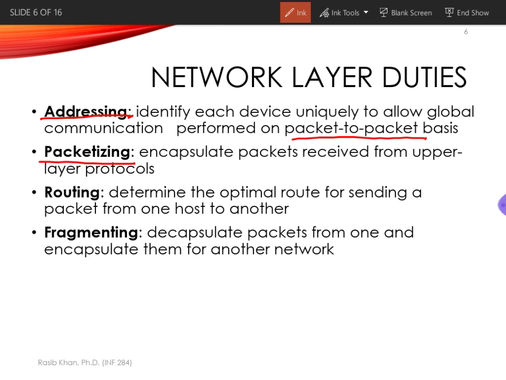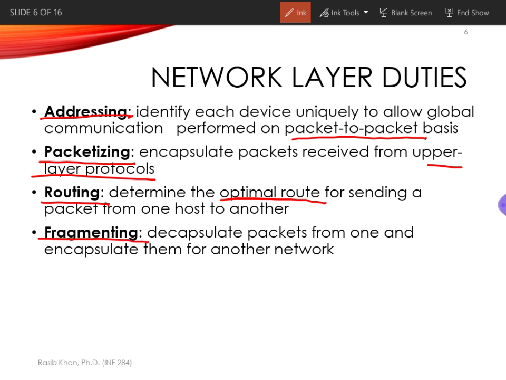The network layer is also responsible for packetizing, which means that it encapsulates the data into packets from the upper layer protocols, which is the transport layer. The network layer also performs routing. That means that there are specific routing protocols placed in the network layer so that it can identify the optimal route at a given time for the packet to be sent from the source to the destination.